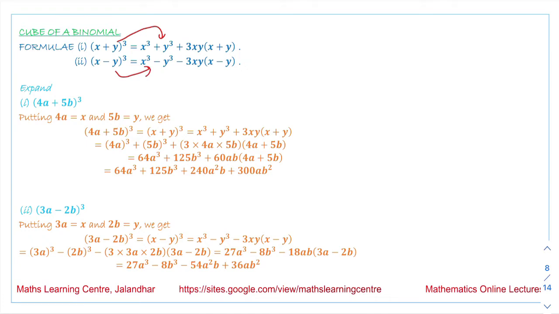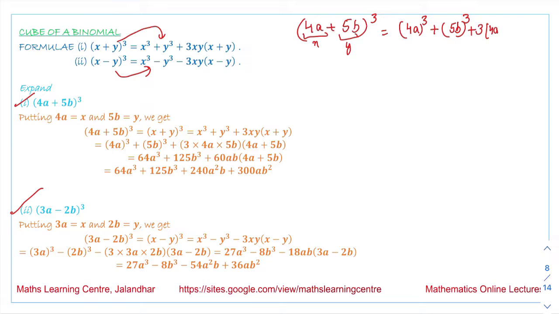So based on this, we have to expand these terms. First one is (4a + 5b) cube. When we are talking about this, this is just like x and this is just like y. The formula we have is (x + y) cube, which means x cube, 4a cube, plus y cube, 5b cube, plus 3 times x, which is 4a, y is 5b, into (x + y), which is 4a plus 5b.